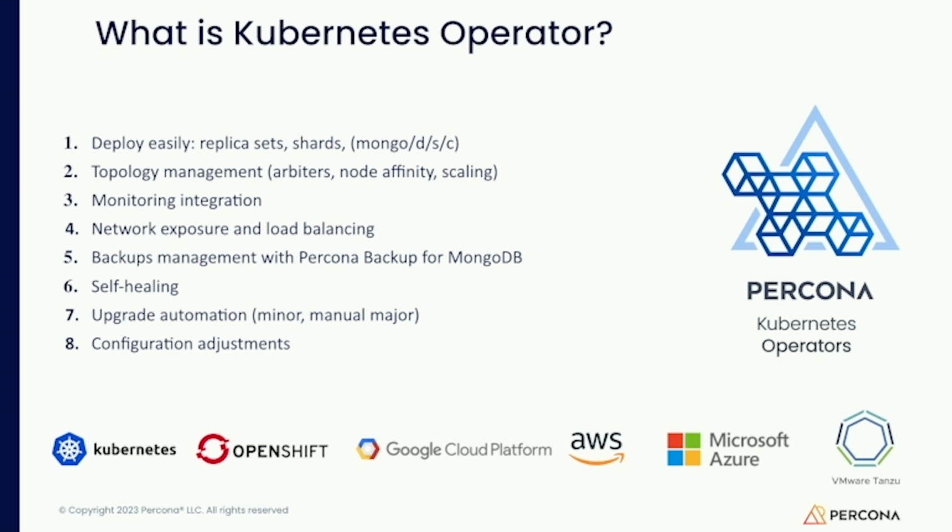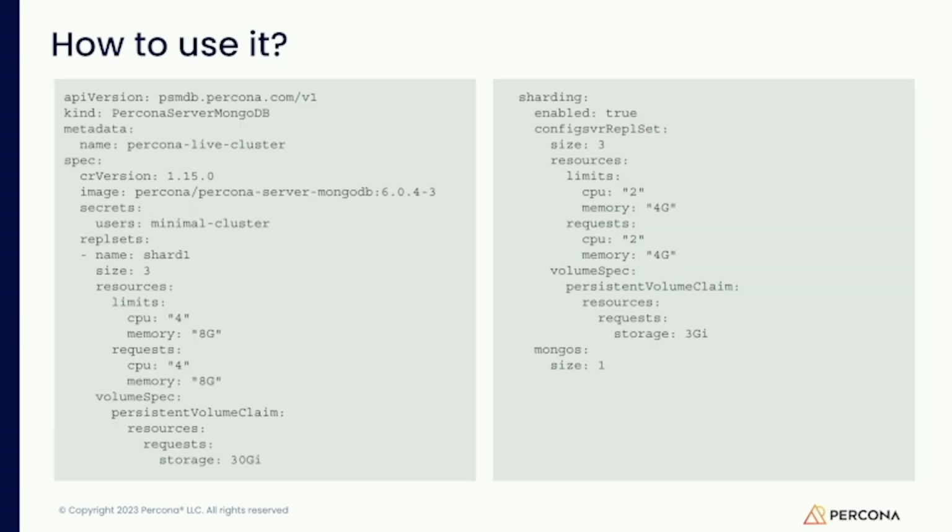I don't want to go through all of them, but you can think about the scope of such an operator as similar to what database-as-a-service automation is doing for you, with the exception, of course, that it will be doing that on Kubernetes. So how would you use it?